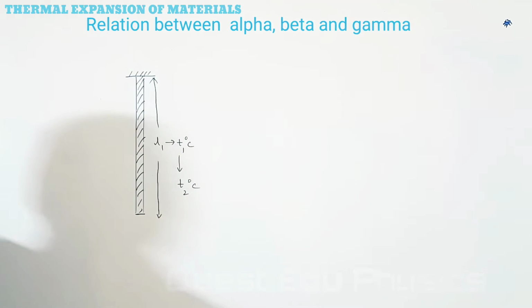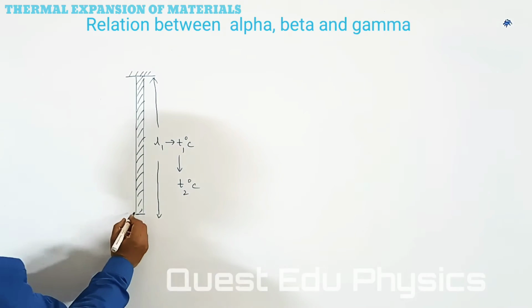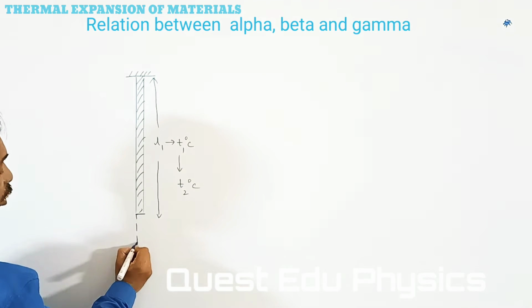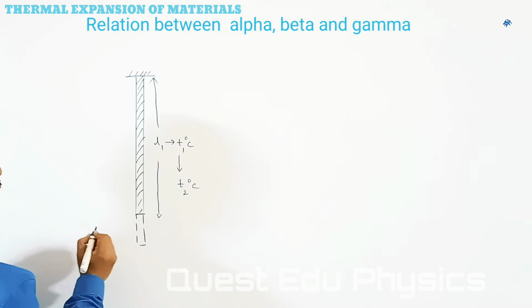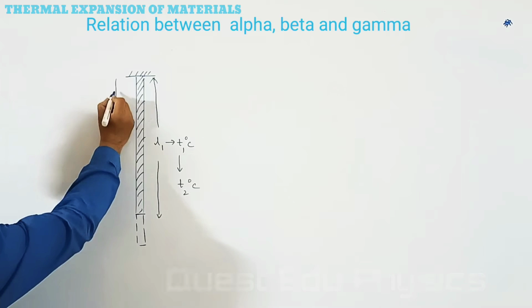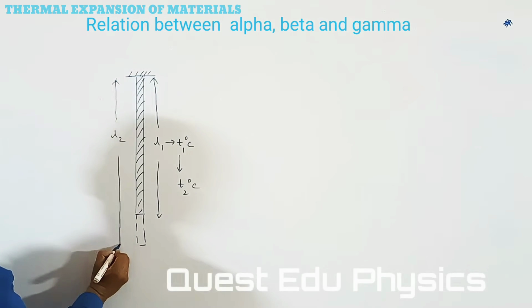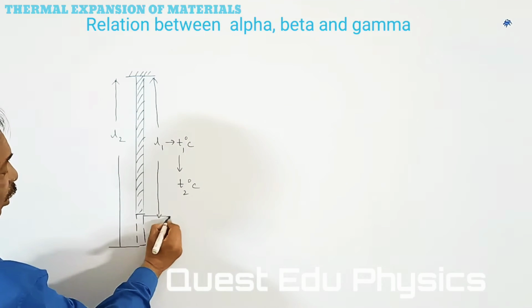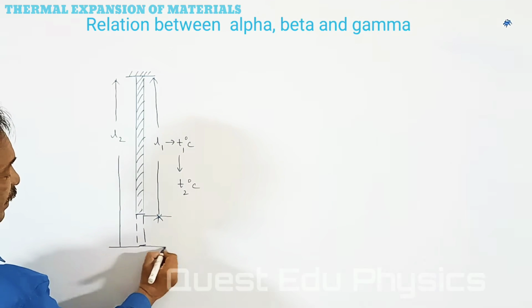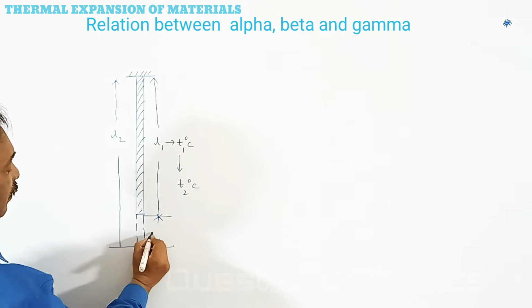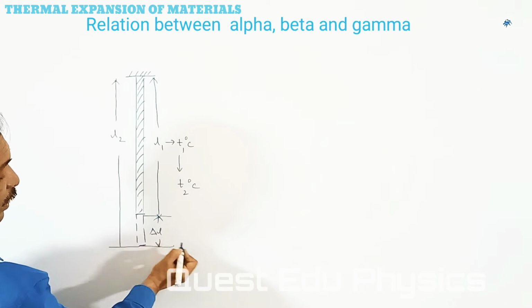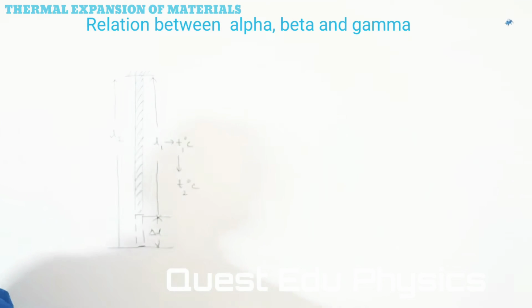The elongation is higher along the length. That's why it gets elongated in this way, and finally it has a length of L2. Students, this is the elongation, and we call it delta L. It is the difference between the two lengths.